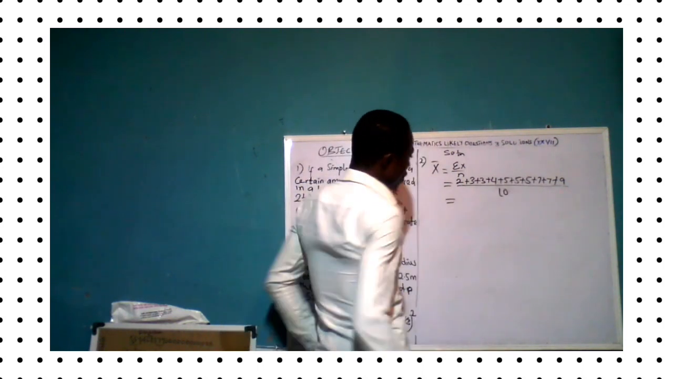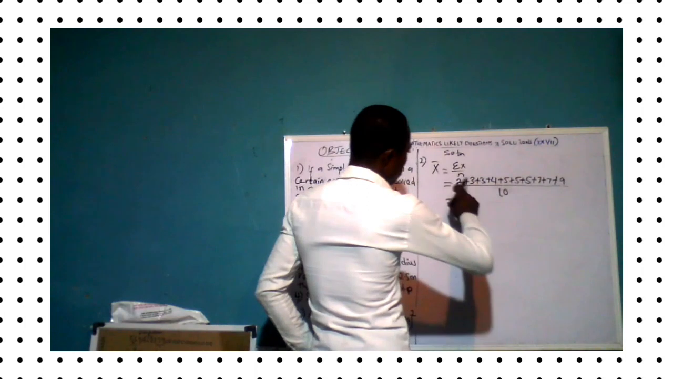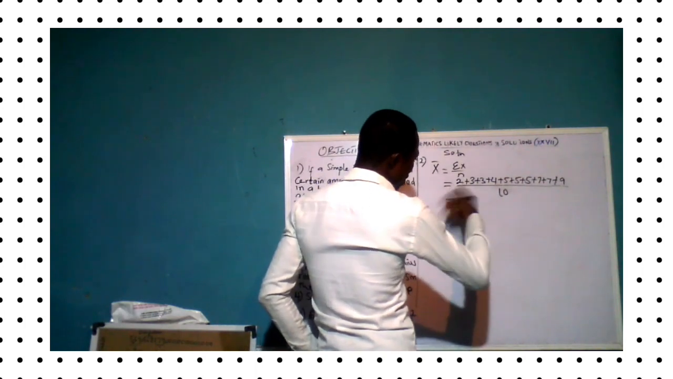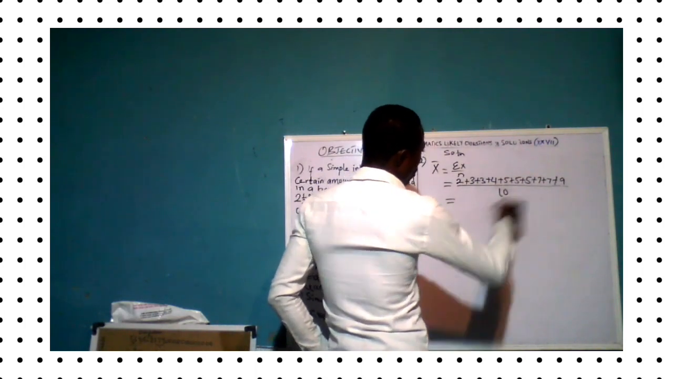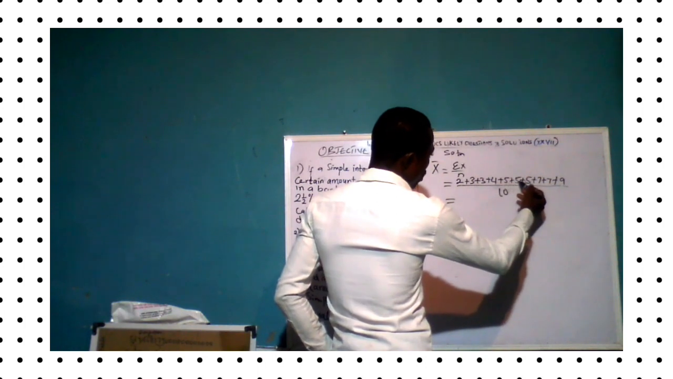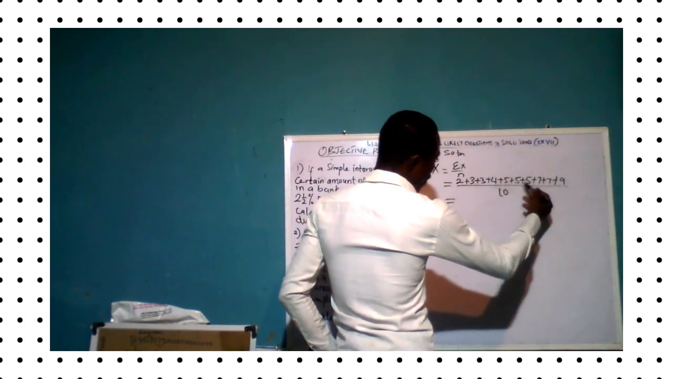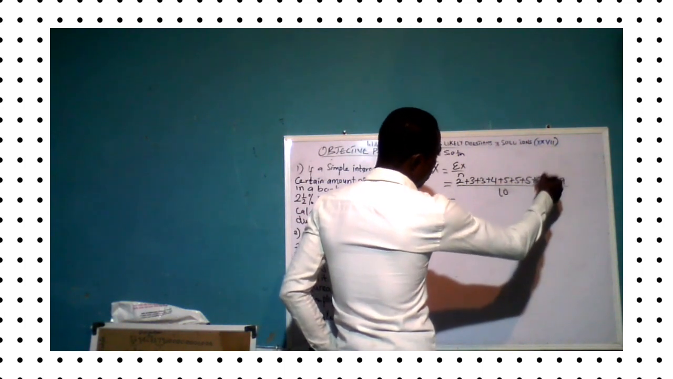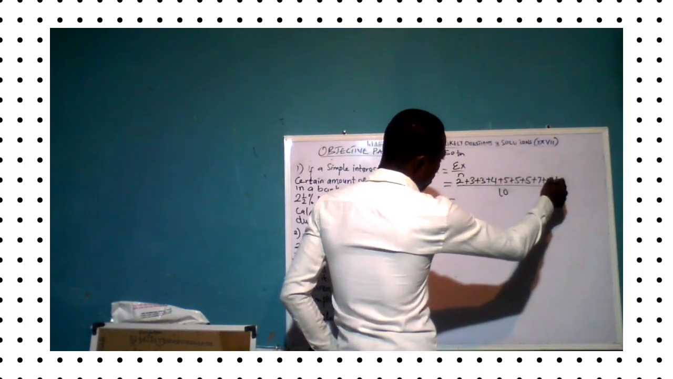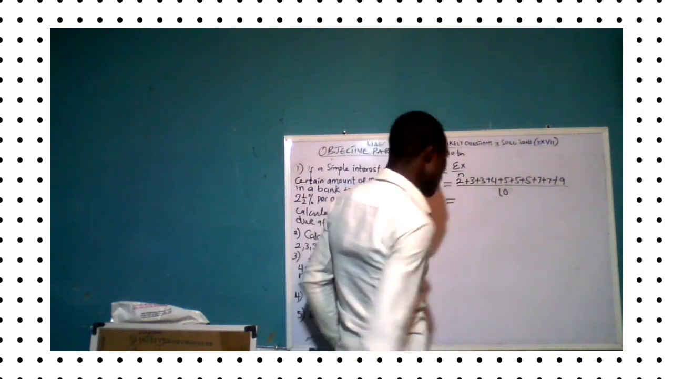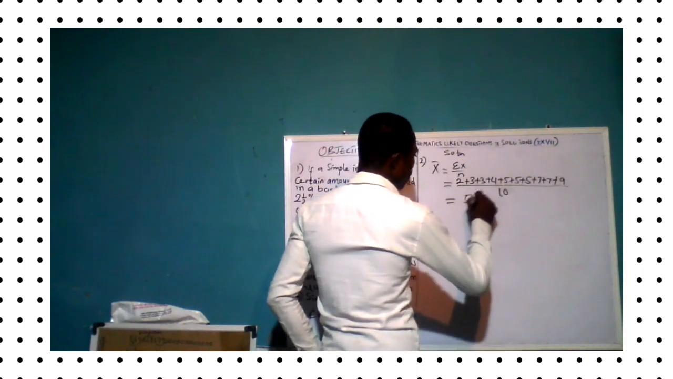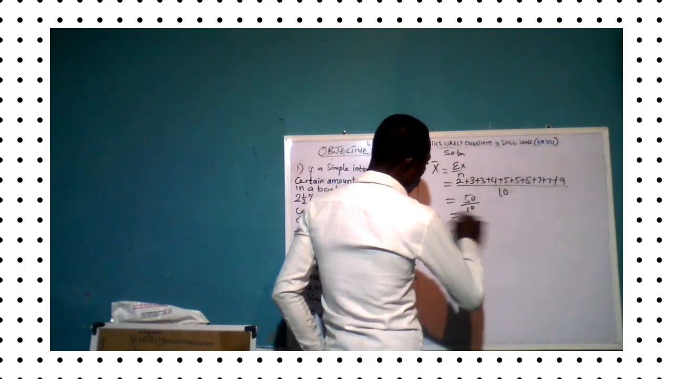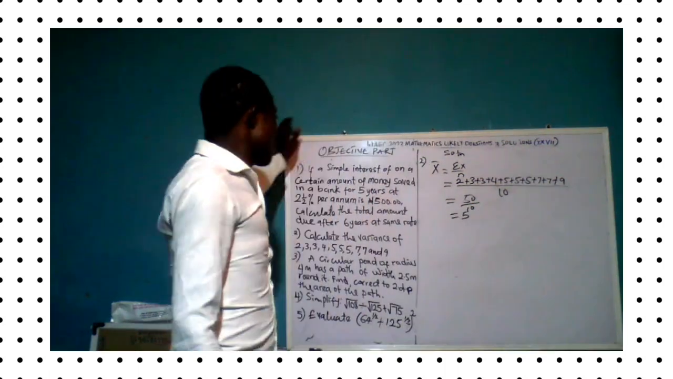Then the next is to do this calculation. 2 plus 3 plus 3 gives you 8. Plus 4, that is 12. Plus 10, that is 22. Plus 5, that is 27. Plus 7, that is 34. Plus 7, that is 41. And plus 9, that is 50. So you have 50 all over 10, which equals 5. So your mean is 5.